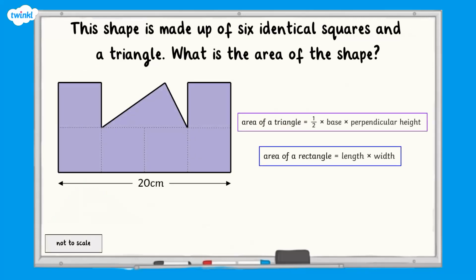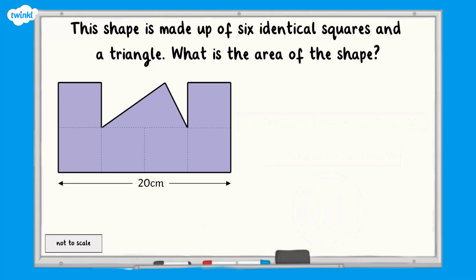What is the area of this shape? Use what you know about calculating the area of rectangles and triangles to help you. Here is one way you could have worked out the answer.